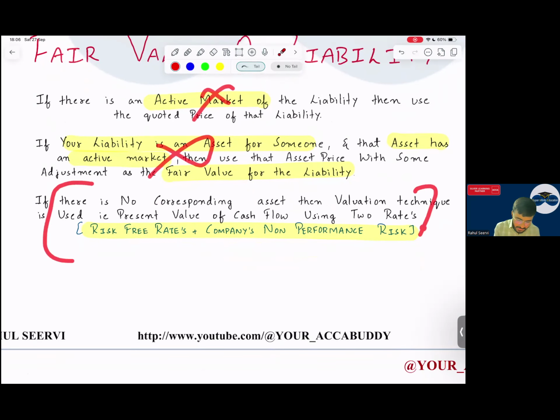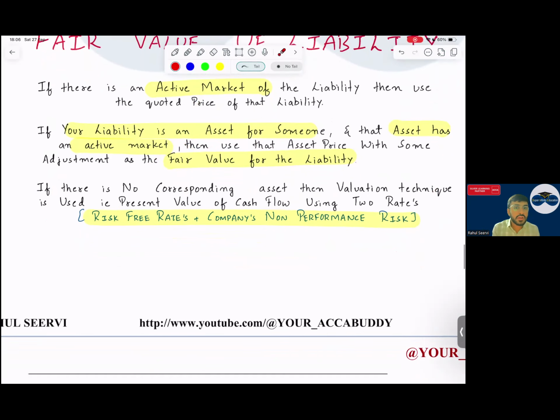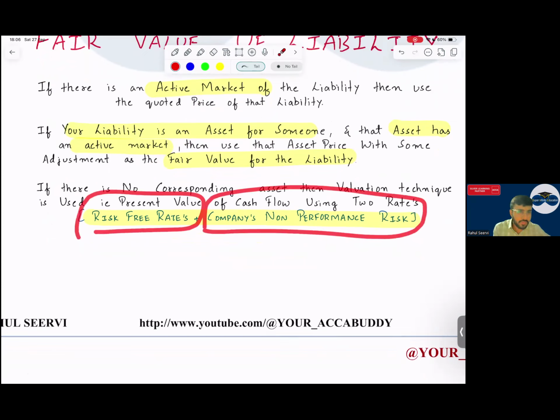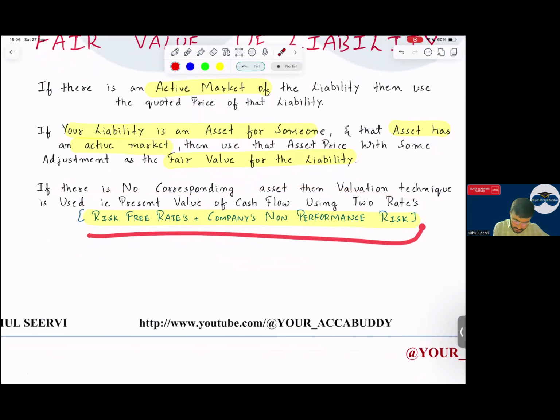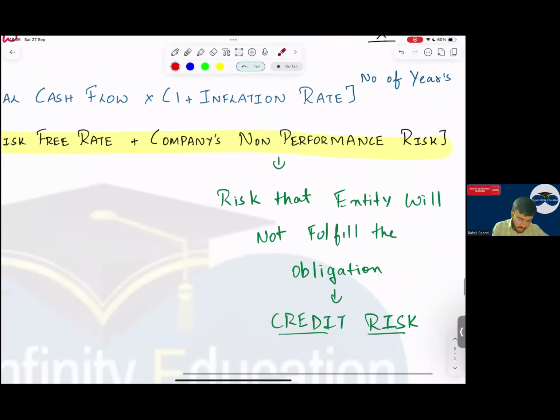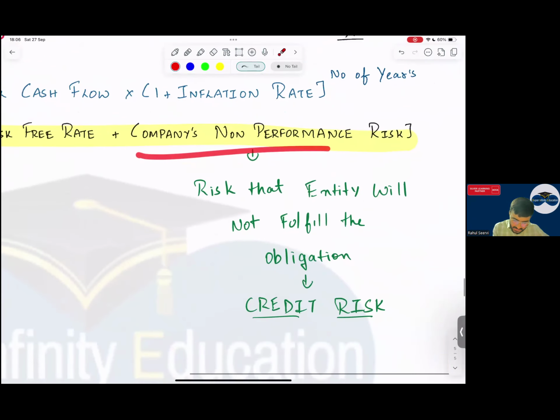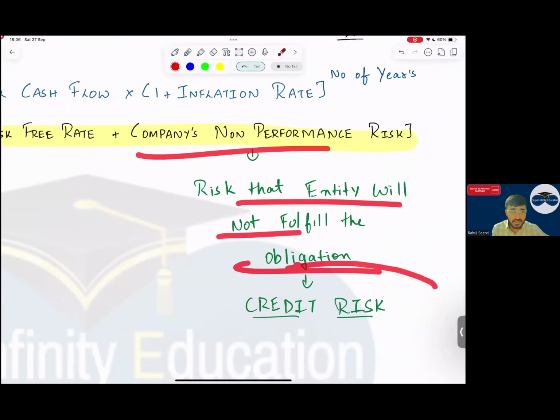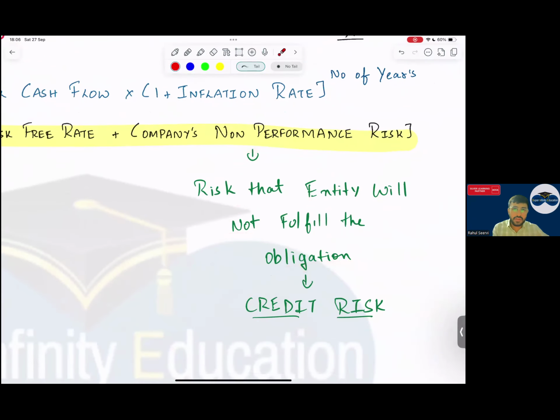If that is also not available, then what is the last thing? The last thing is the present value concept. When you discount the future cash flows, you will say what? You will discount that using what rate? Risk free rate plus company's non-performance risk. So these two rates you will consider and discount the future cash flows so that you get the value of your liability. Now what does non-performance risk mean? Non-performance risk means the risk that the entity will not fulfill the obligation. That is basically the credit risk we have to consider.